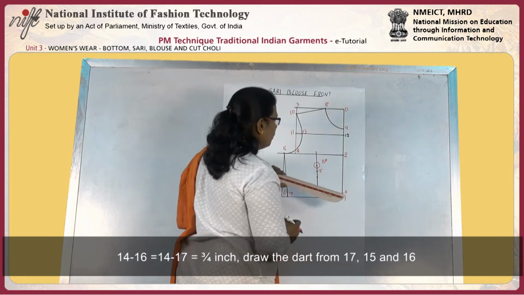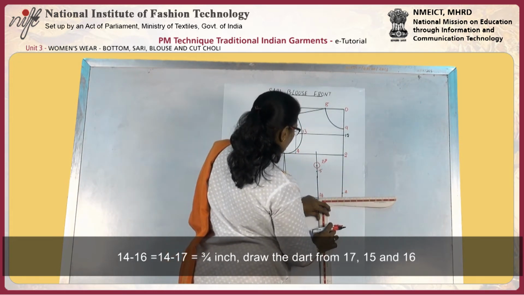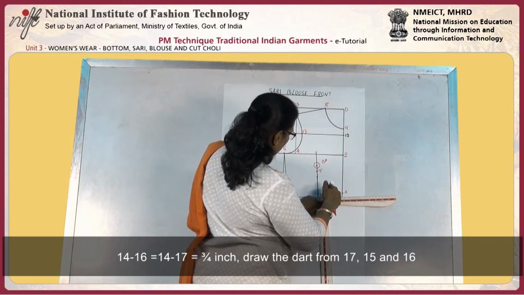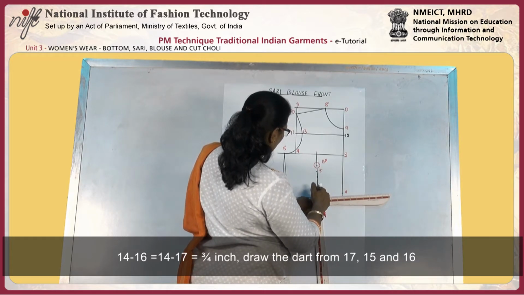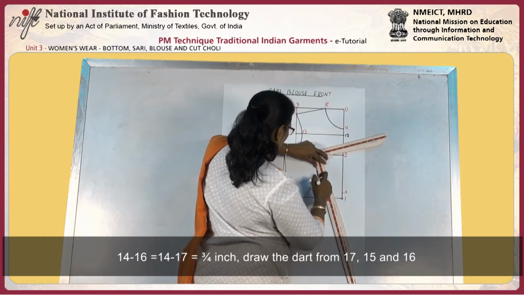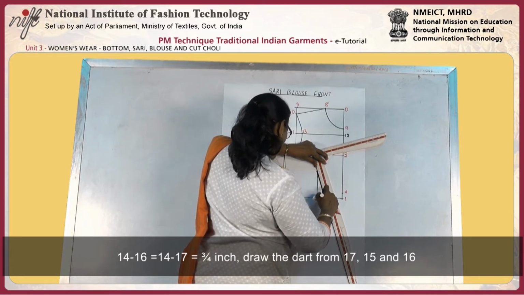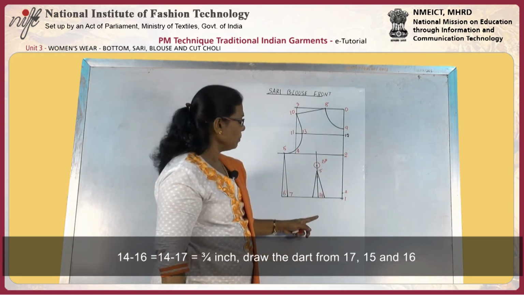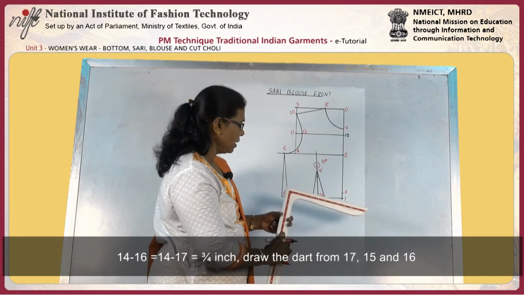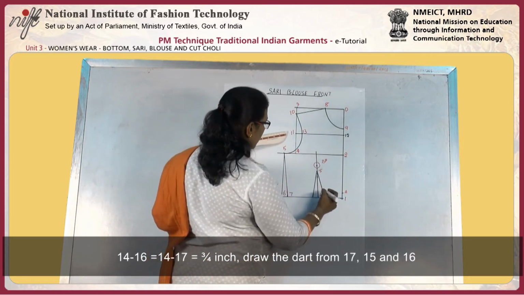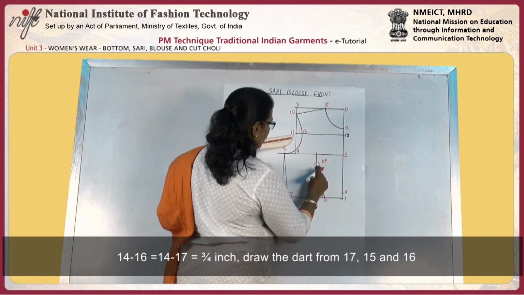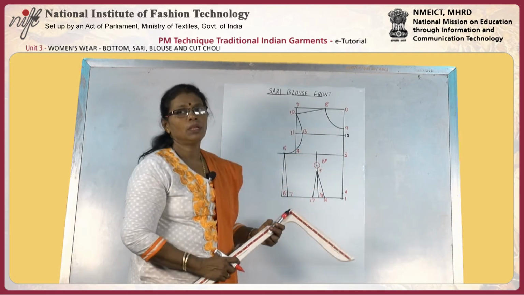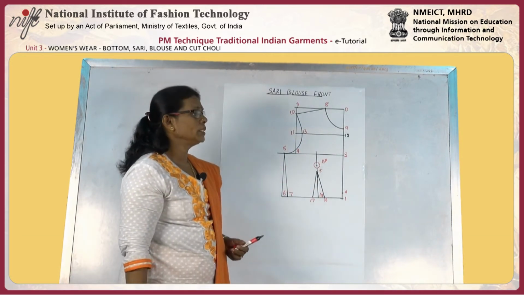And mark 3 by 4 inches on both sides, and join the dot. We marked 3 by 4 on both sides, and we joined the dot 15, 16 and 15, 17 as waistline dot. This is the 4 dot saree blouse.